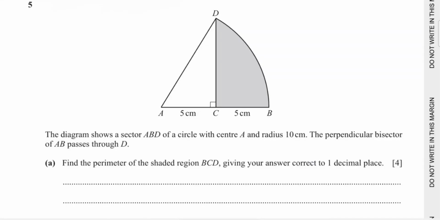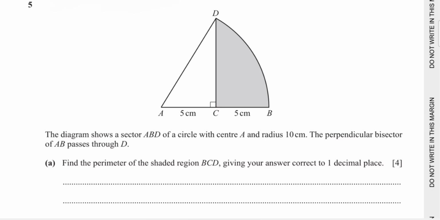Number 5 is saying the diagram shows a sector ABD of a circle with center A and radius 10 centimeters. And it goes on to say the perpendicular bisector of AB passes through D. And part A says find the perimeter of the shaded region BCD, giving your answer correct to 1 decimal place.